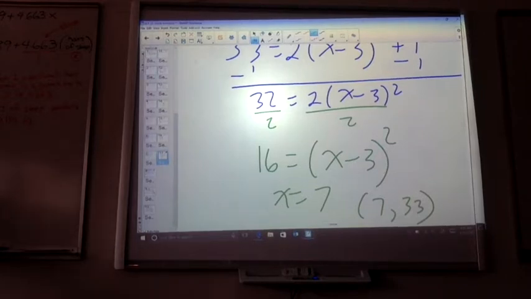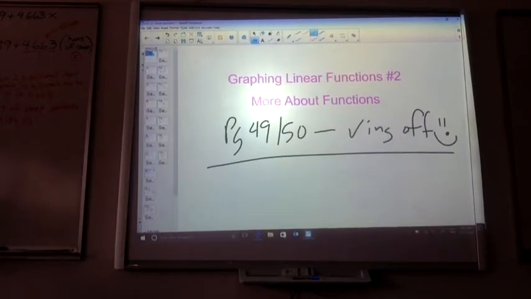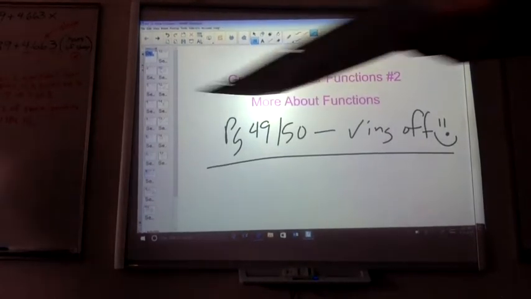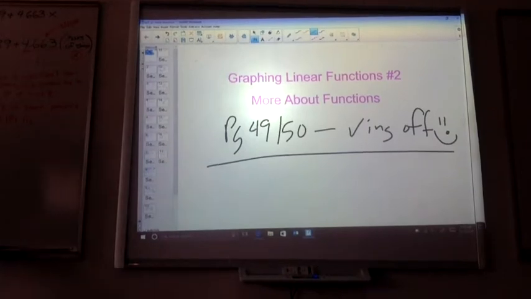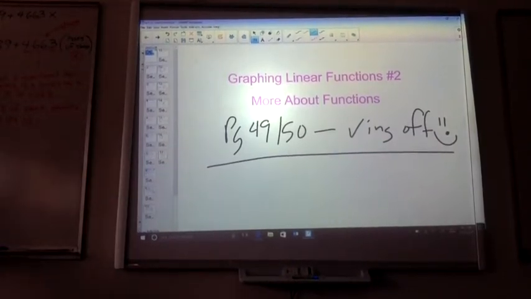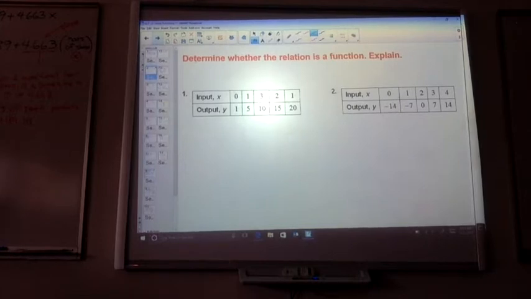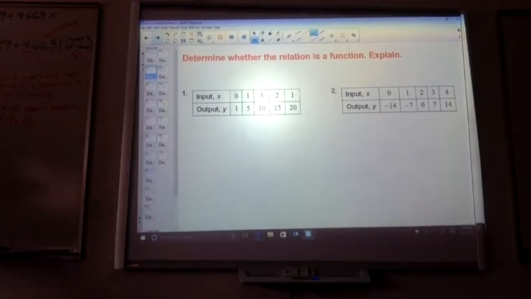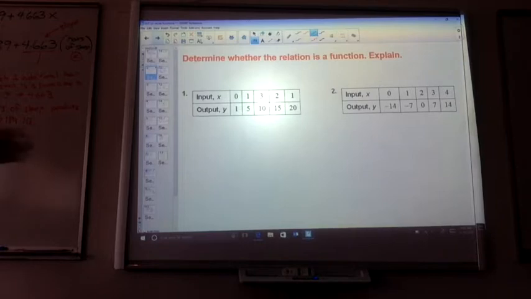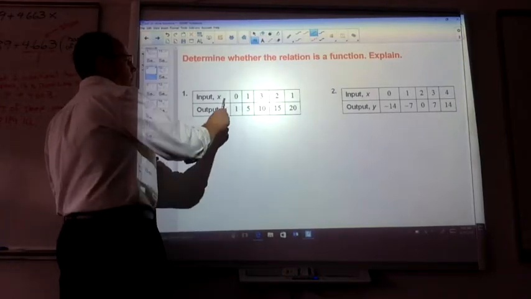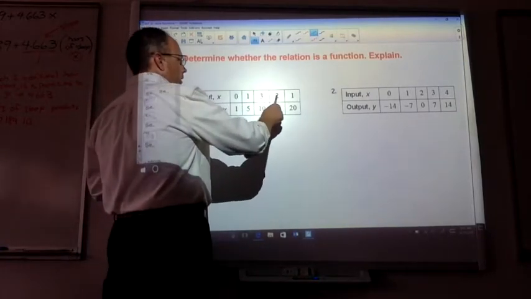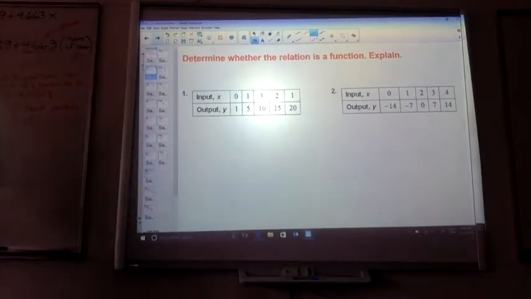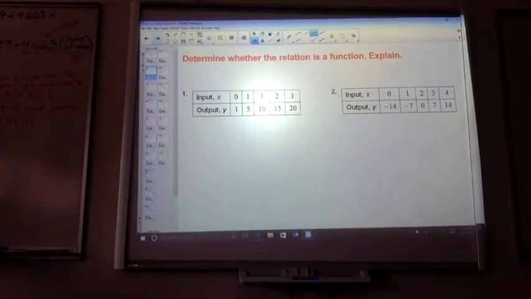All right, let's do some notes. Graphing linear functions, number 2. It is more about functions, so remember, determine if the relation is a function. Remember, a relation is just something you could make into ordered pairs. So, is input 0, 1, 3, 2, 1 a function or not? No. Why not? The 1 repeats. So, because our domain repeats, it can't be a function.